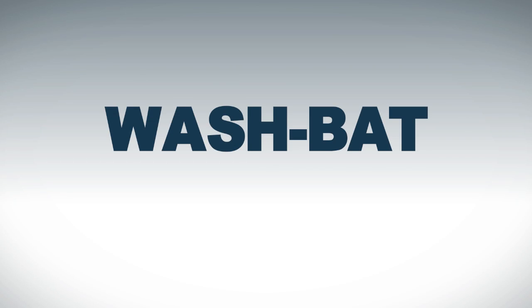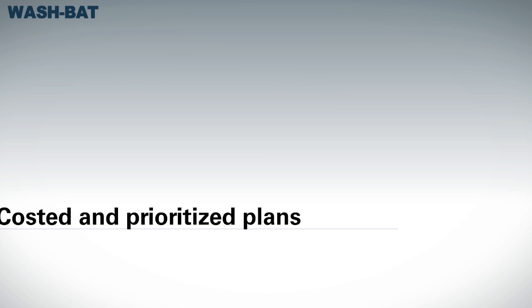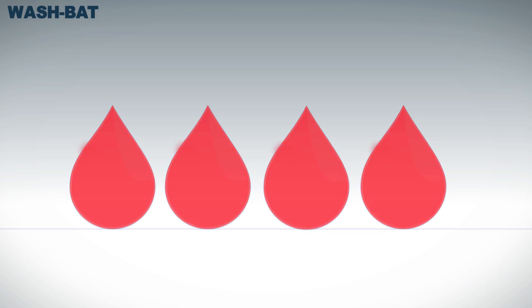The WASH Bottleneck Analysis Tool, or WASH-BAT, is an analytical tool that facilitates a comprehensive assessment of the enabling environment in the water, sanitation, and hygiene subsectors. The tool, designed by UNICEF, supports the development of costed and prioritized plans to remove the bottlenecks that constrain progress.